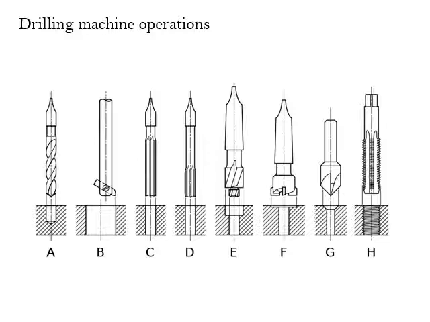So this is what you can see: 8 different types of tools. The first one is the boring operation. Boring means enlarging an already drilled hole. Enlarging an already drilled hole is called the boring operation.